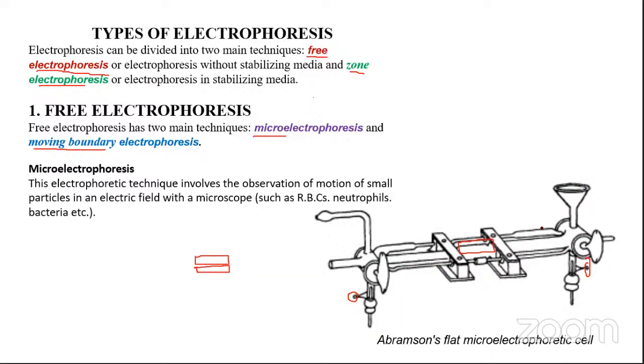You can add buffer from here, and the buffer was allowed to free flow all throughout, so that you can get a continuous supply of buffer from here, which will be moving from here to here to the two electrodes. The arrangement is understood? Yes? Is there any problem in the arrangement?